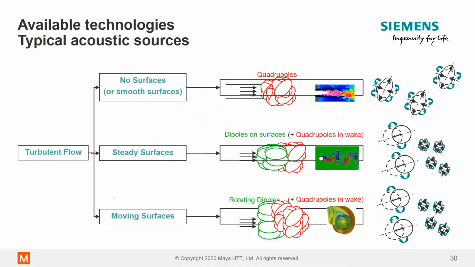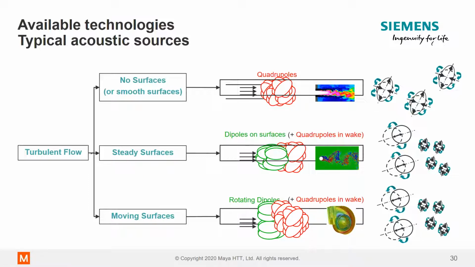Now, if we were to go back to the three types of flows, we saw the no surfaces, where there are no surfaces, they correspond to Lighthill's source term, the steady surfaces to Curle, and then the moving surfaces with the Ffowcs Williams and Hawkings. And we could essentially convert these into the representative acoustic sources. So no surfaces, quadrupoles. With steady surfaces, we have dipoles and quadrupoles in the wake. And then with the moving surfaces, we have rotating dipoles with quadrupoles in the wake.